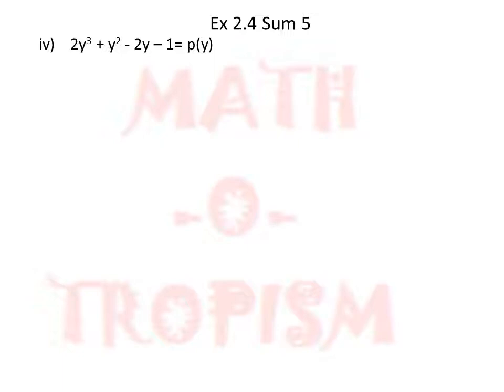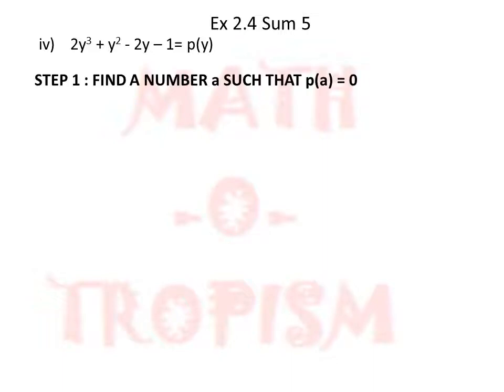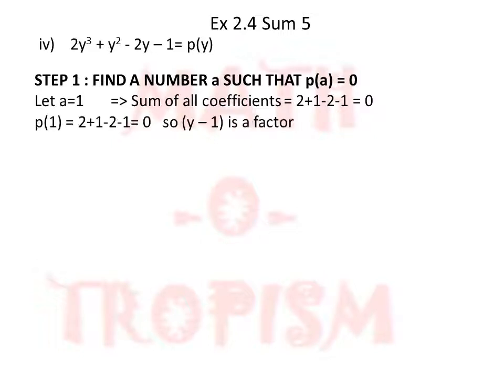The next one is 2y cube plus y square minus 2y minus 1. Similarly, I need to find a value such that p of a is equal to 0. Let me take first a is equal to 1. So I check all the coefficients. So it comes to 2 plus 1 minus 2 minus 1, which is equal to 0. So p of 1 will be equal to 0. So y minus 1 is a factor.